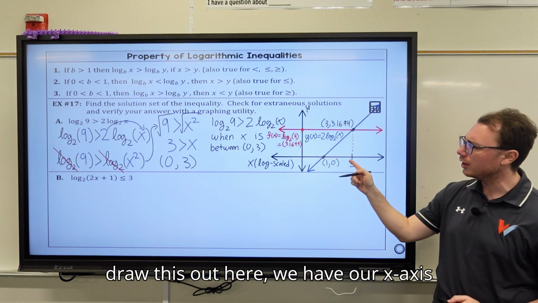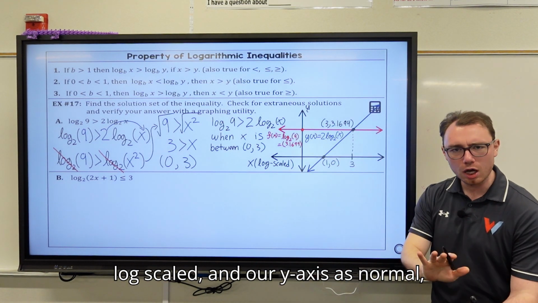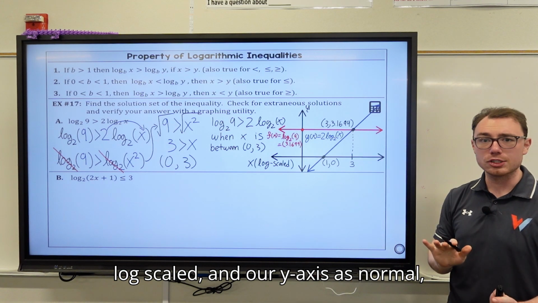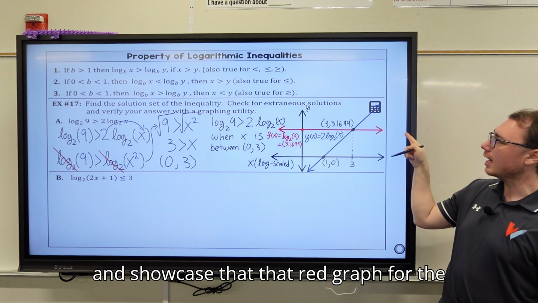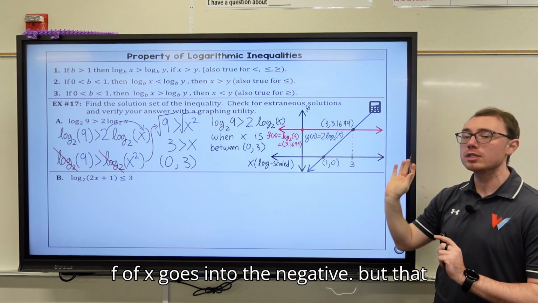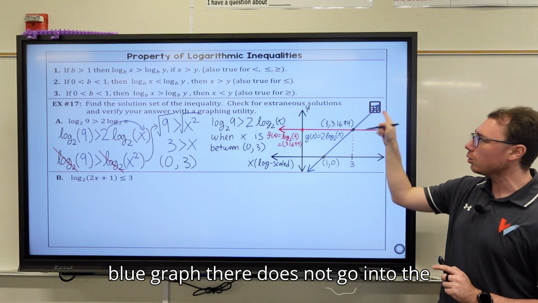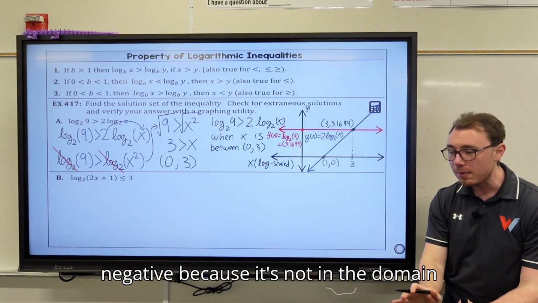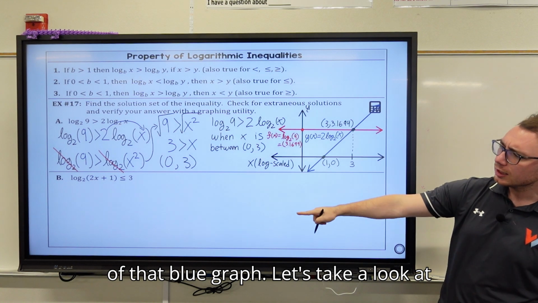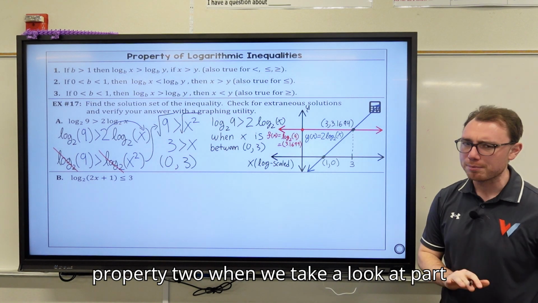When we draw this out here, we have our x-axis log scaled and our y-axis as normal, intercepting at 3 there. We want to showcase that the red graph for f of x goes into the negative, but that blue graph does not go into the negative because it's not in the domain of that blue graph. Let's take a look at property 2 when we look at part B.